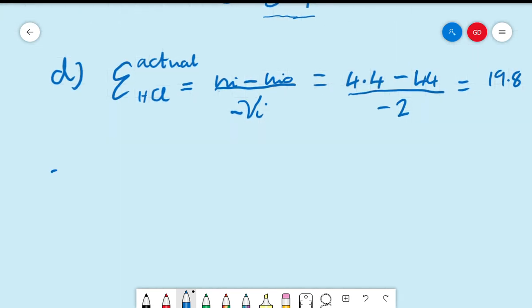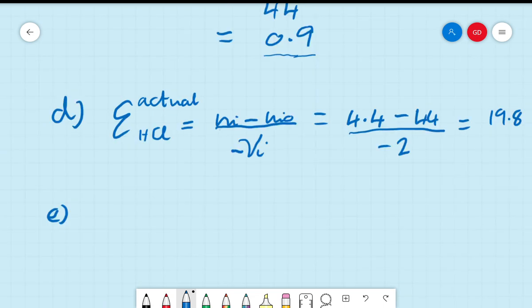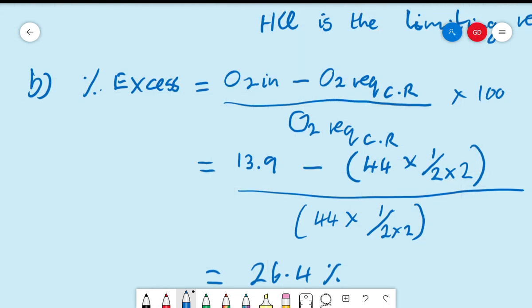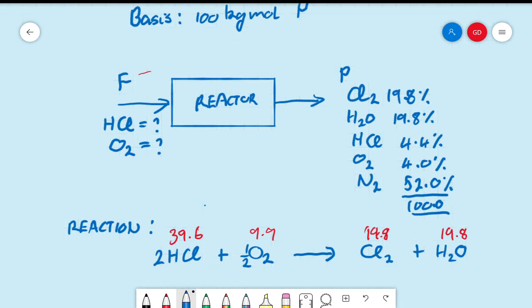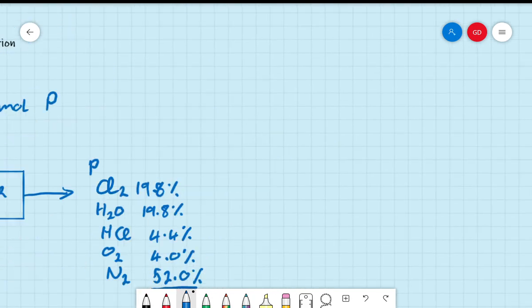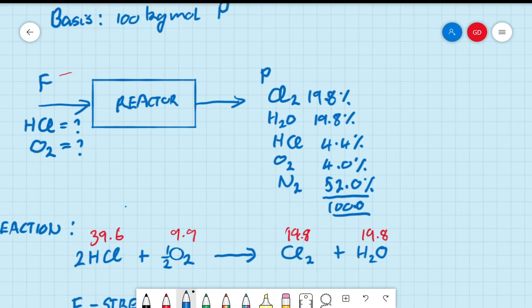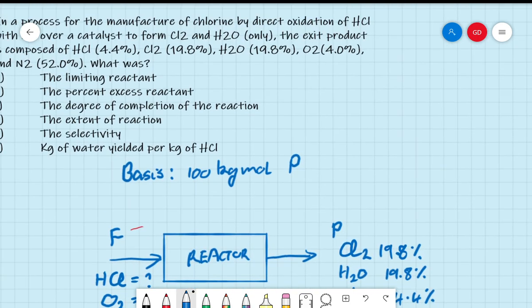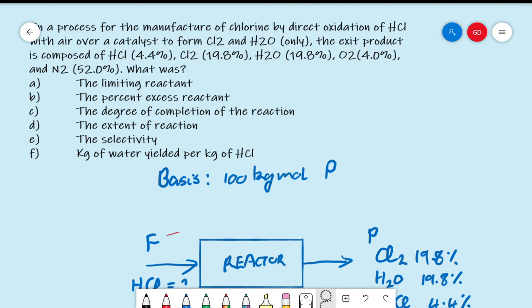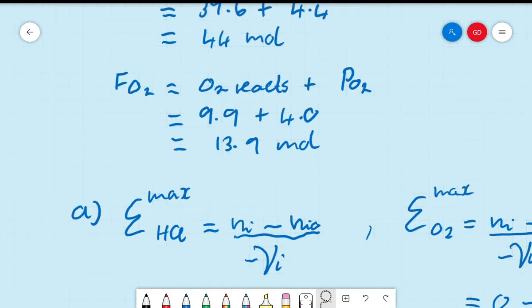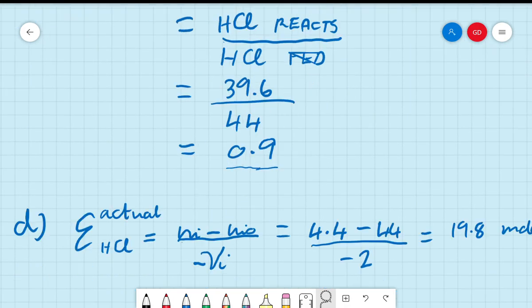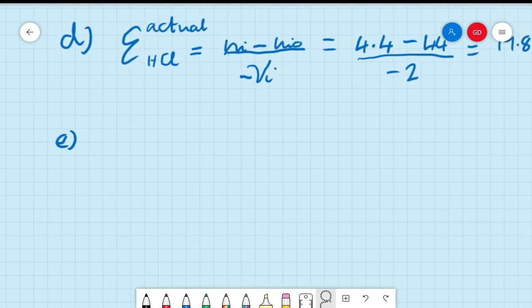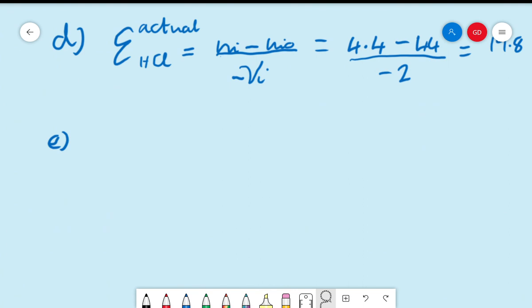So that's the actual extent. Now let's look at the other question here and see what it is that we have to determine. All these variables are very important as far as stoichiometry is concerned. So here now we have the selectivity. Selectivity is the ratio of the desired product to the undesired product. So let's look at how we find selectivity.